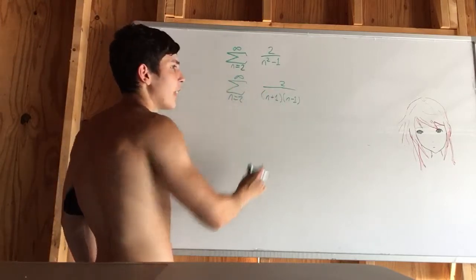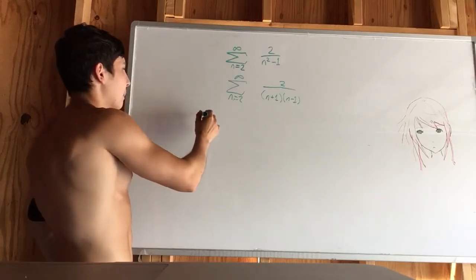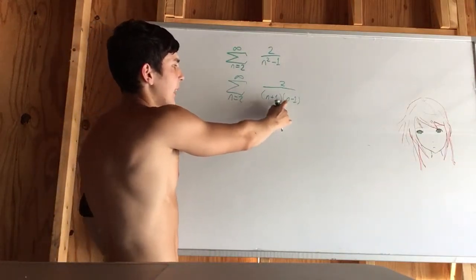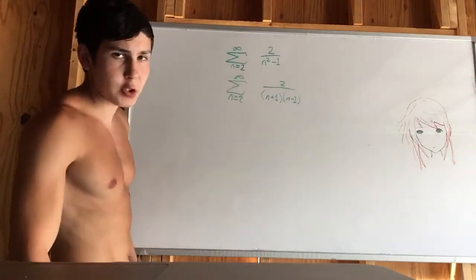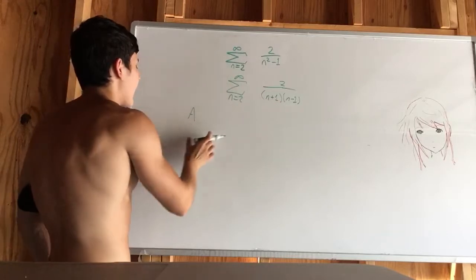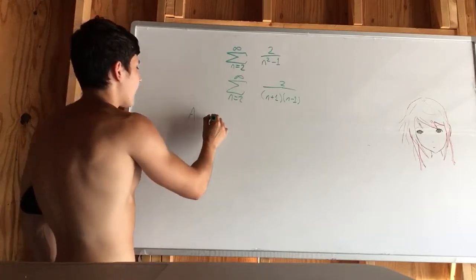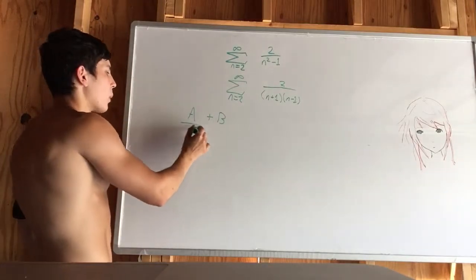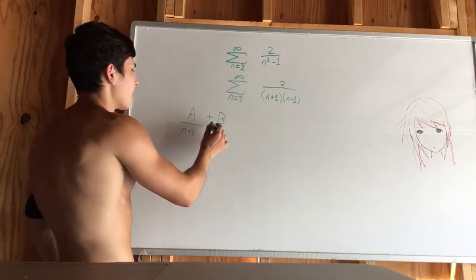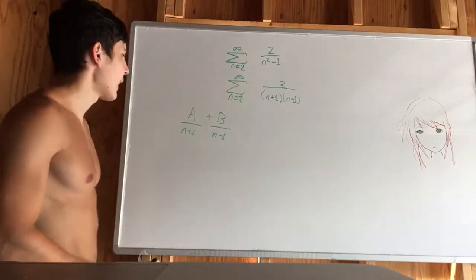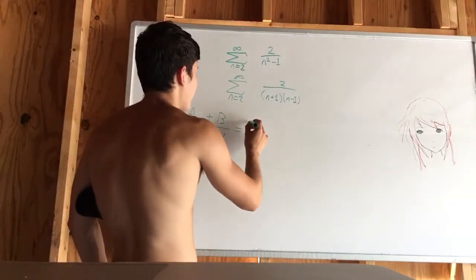Because you have two factors, and they're linear factors, they're linear because this is n and this is n. You don't have anything squared in there. That means that you put each linear factor under each of these two terms. You have A and you have B. One gets n plus 1, the other gets n minus 1 in its denominator. And A plus B must equal 2.